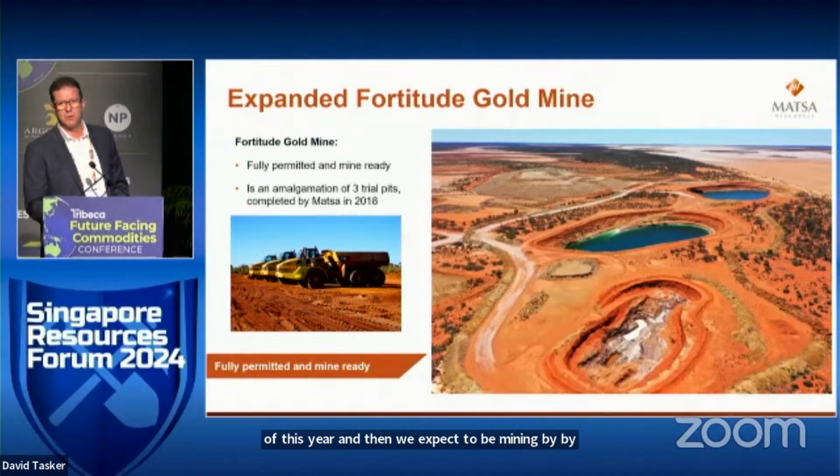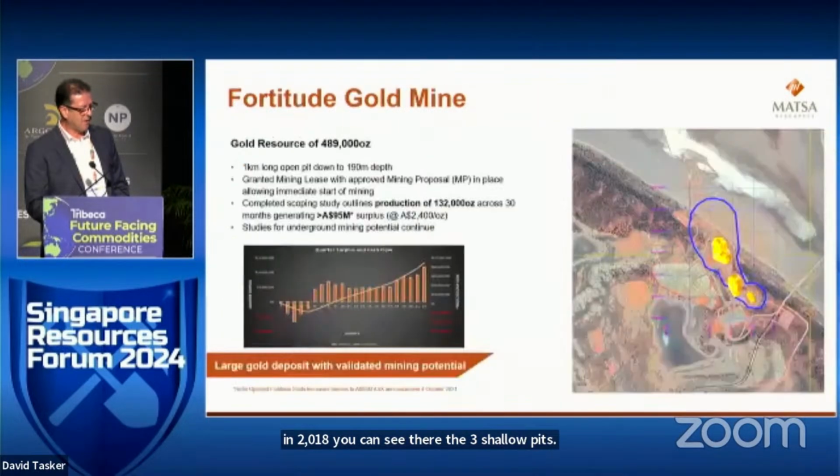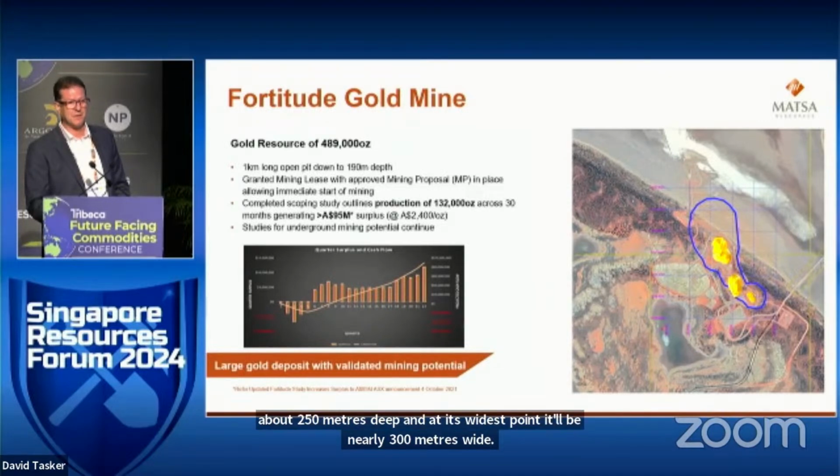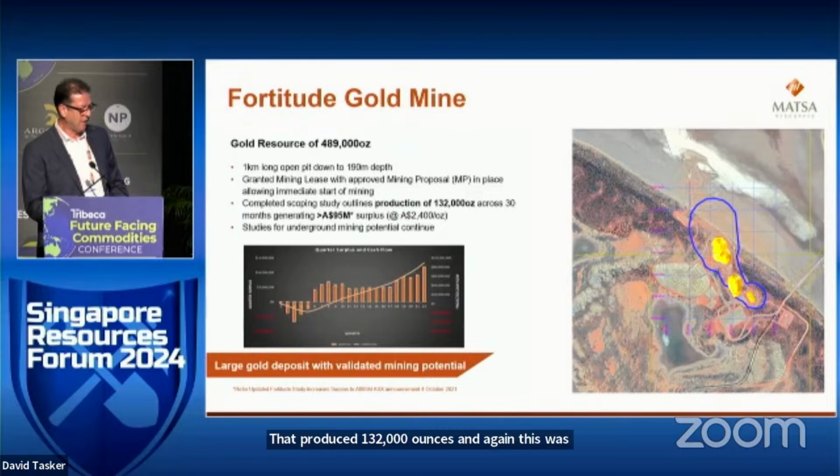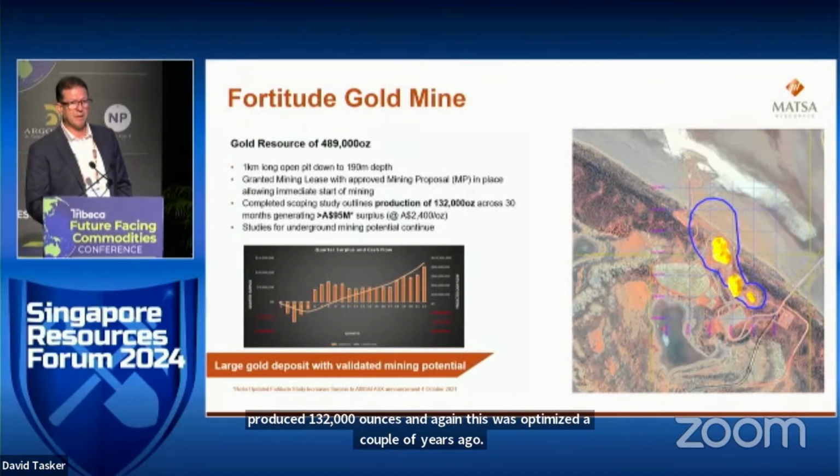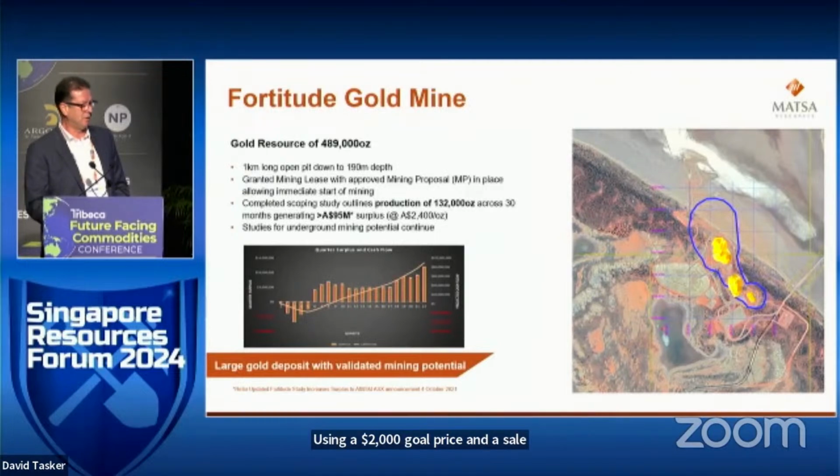Fortitude Gold Mine, as I mentioned before, that was a trial pit completed in 2018. You can see there the 3 shallow pits. That would be amalgamated into one significant pit there that's more than 1 kilometre long. It's about 250 metres deep, and at its widest point, it'll be nearly 300 metres wide. That produced 132,000 ounces, and again, this was optimised a couple of years ago using a $2,000 gold price and a gold sale price of $2,400, and that gave us a return of just shy of $100 million. Again, at today's gold price, you can imagine what that might look like. So we're going to be working on that one shortly as well.